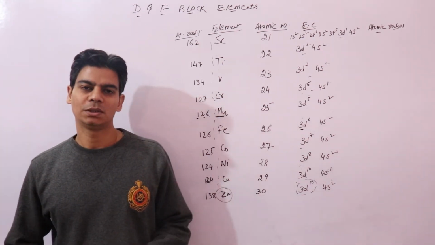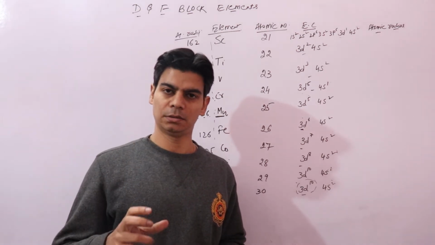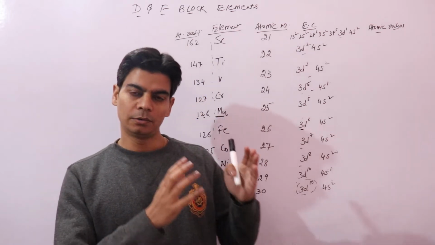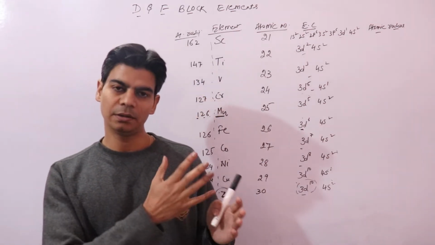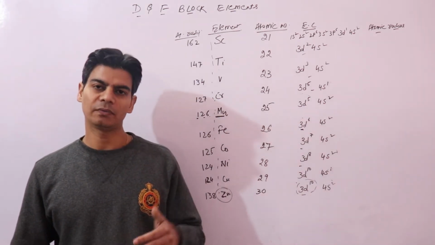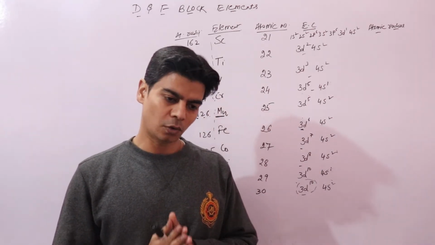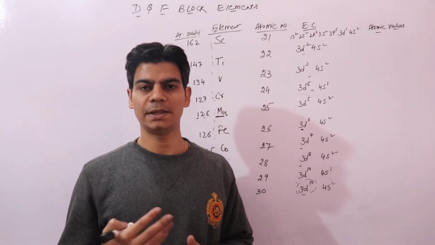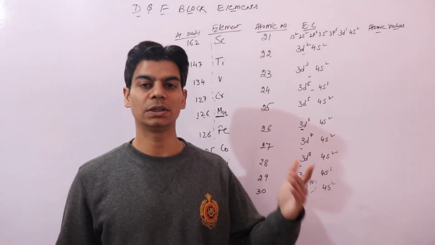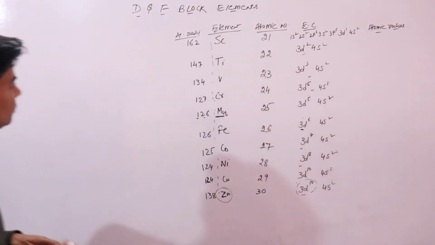Hi everyone, in today's video lecture we will be looking into how metallic properties, melting point and boiling point vary for transition elements in a given series, right? So basically we will be looking into the trend of metallic properties, melting point and boiling point. And we'll also be looking into something known as enthalpy of atomization, and how enthalpy of atomization varies for transition elements.